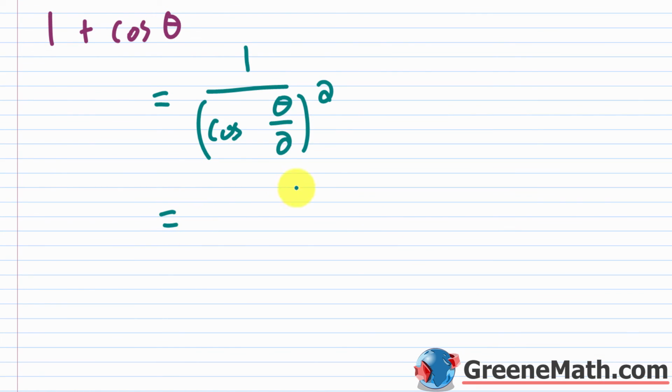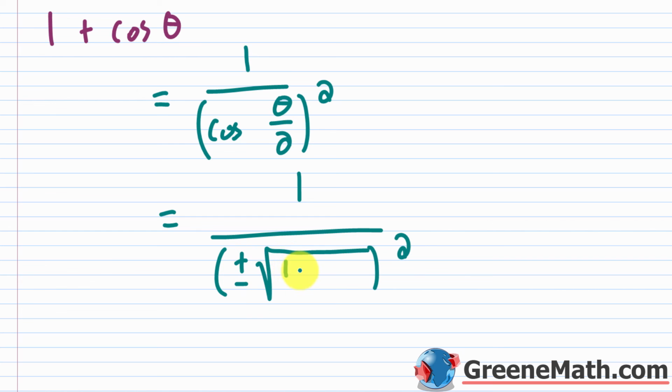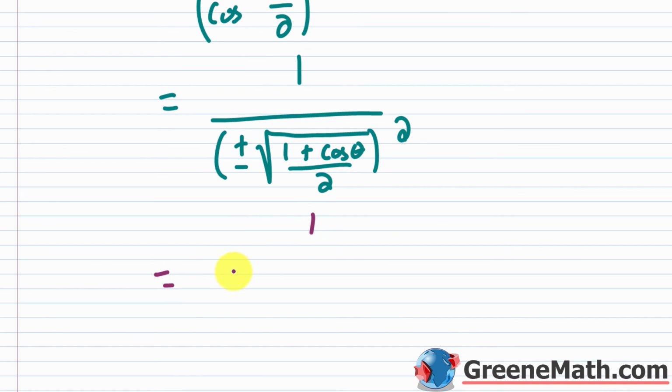So we'll say this is equal to 1 over. Again, I'm going to wrap this and square it like this. This is plus or minus the square root of 1 plus your cosine of theta over 2. So let's say this equals 1 over. If I square this guy here, I'm just left with the radicand. So I'm going to have 1 plus cosine of theta over 2.